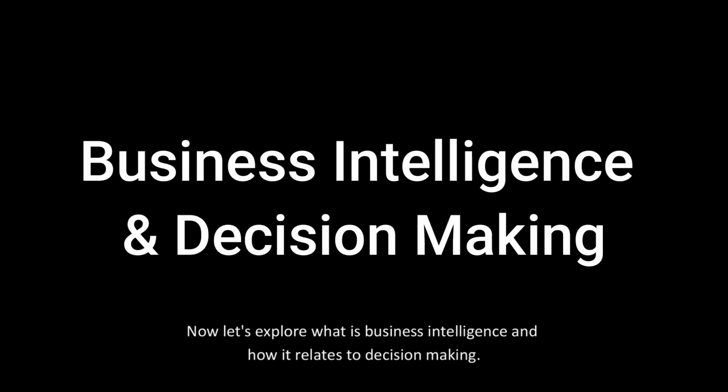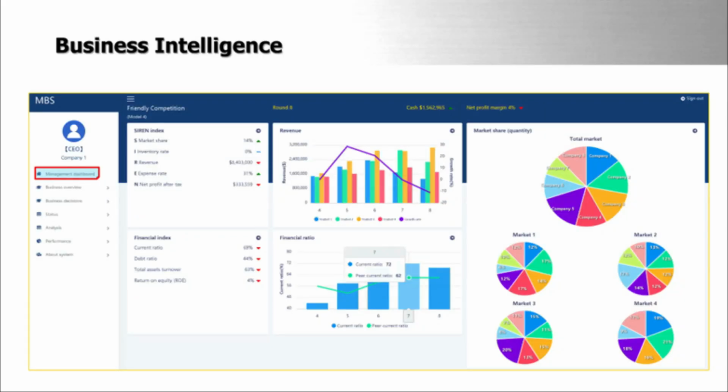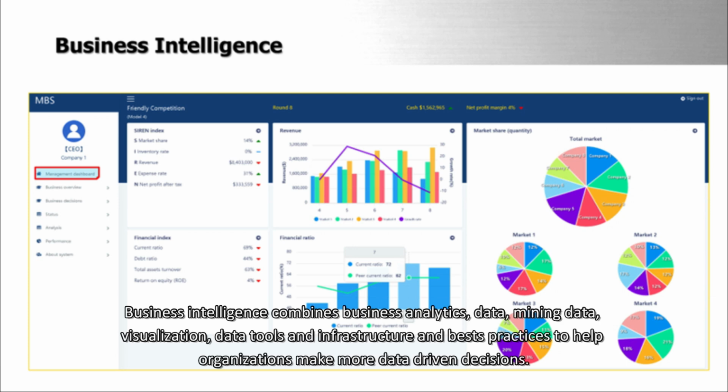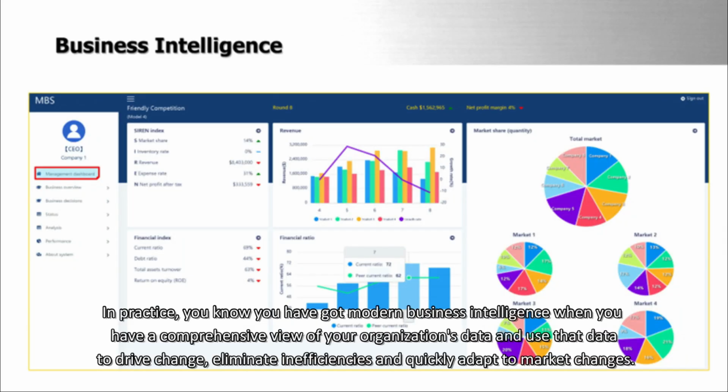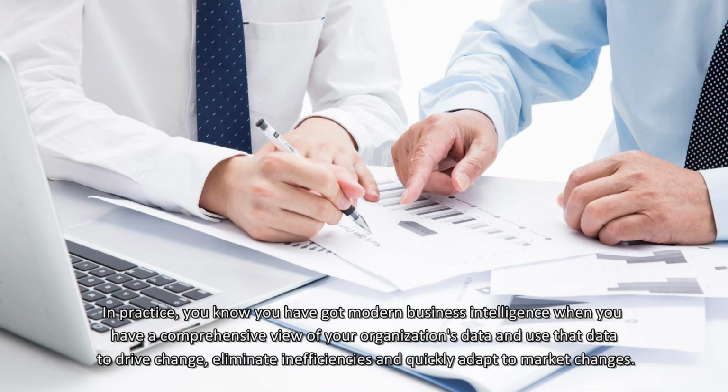Now, let's explore what is business intelligence and how it relates to decision-making. Business intelligence combines business analytics, data mining, data visualization, data tools and infrastructure, and best practices to help organizations make more data-driven decisions. In practice, you know you have got modern business intelligence when you have a comprehensive view of your organization's data and use that data to drive change, eliminate inefficiencies, and quickly adapt to market changes.